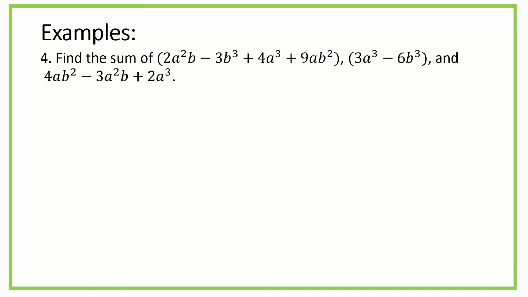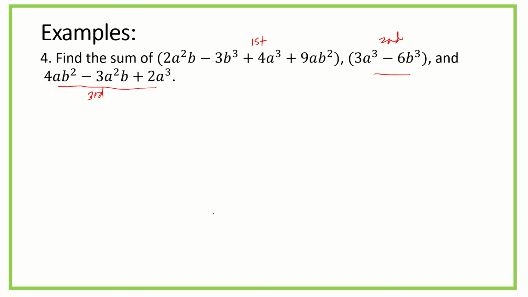Now, let's proceed to number 4. So we're asked to find the sum of 2a squared b minus 3b cubed plus 4a cubed plus 9ab squared. This is our first polynomial. Then second polynomial is 3a cubed minus 6b cubed. And finally, our last polynomial, the third one, is 4ab squared minus 3a squared b plus 2a cubed. In my case, I will be using vertical as a method to answer this problem.